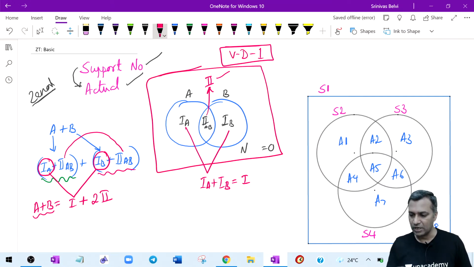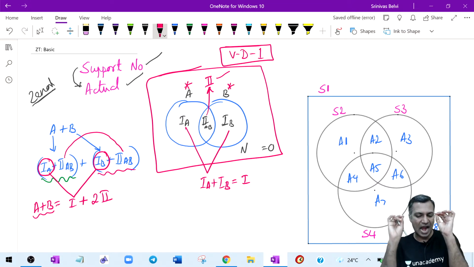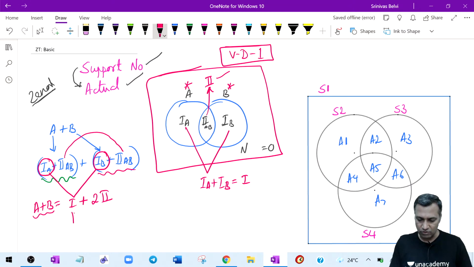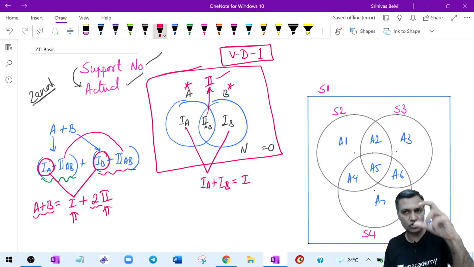This was the Venn diagram. So these were the support numbers. A was the support number, B was the support number. If you add 2 support numbers, region of 1s are accounted one time, and the region of 2s are accounted 2 times. Let's keep that in mind. This is all the theorem is about.